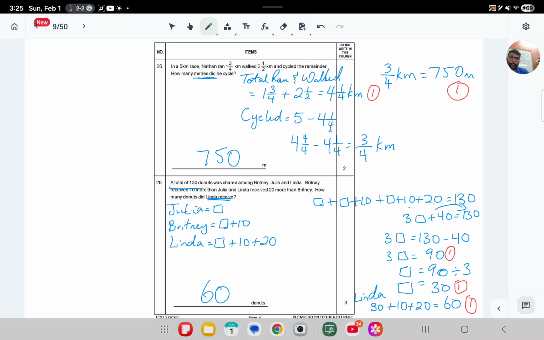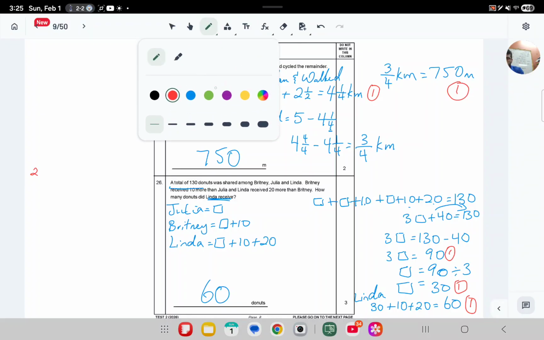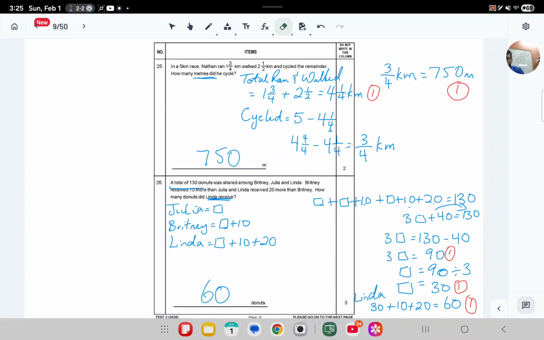So that would be 3 marks there. Another way this could have been done was like this. So we know now that Brittany was 10 more and Linda was 10 more than Brittany. So Brittany was 10 more. And then Linda was 20 more than this. So whatever this was, plus 20 extra. So in total, this here will represent the extra to be shared, which is 40.